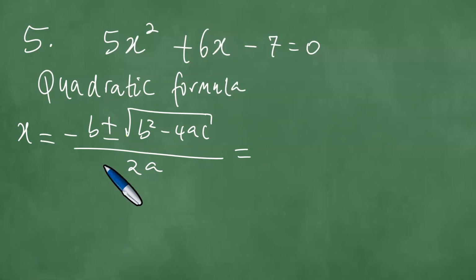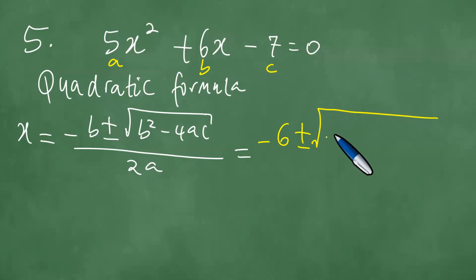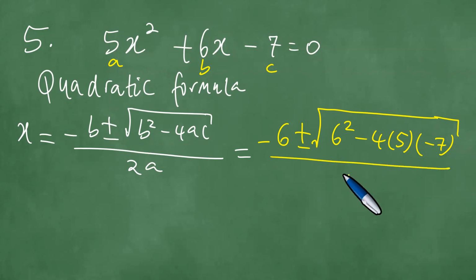Okay, so now this is our a and this is our b and this is our c. So you come here, and you put minus 6, the square root of b squared, which is 6 squared. Right, so you have exactly 2a, which is exactly 5 that way. And so, what then do we get out of this here?